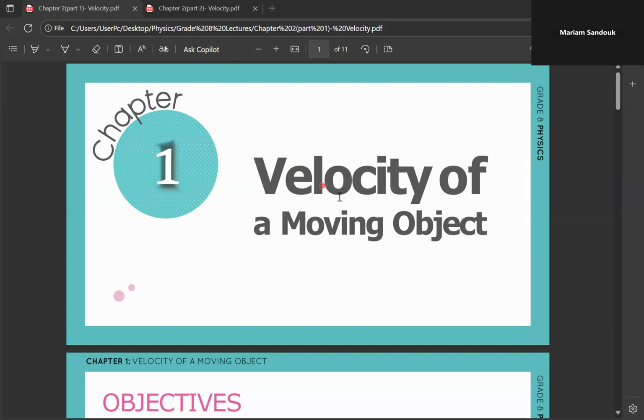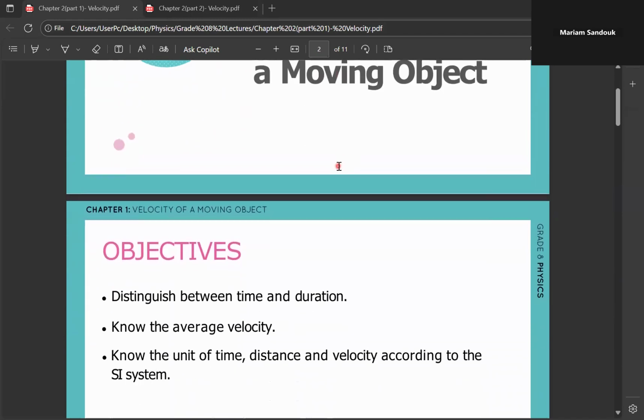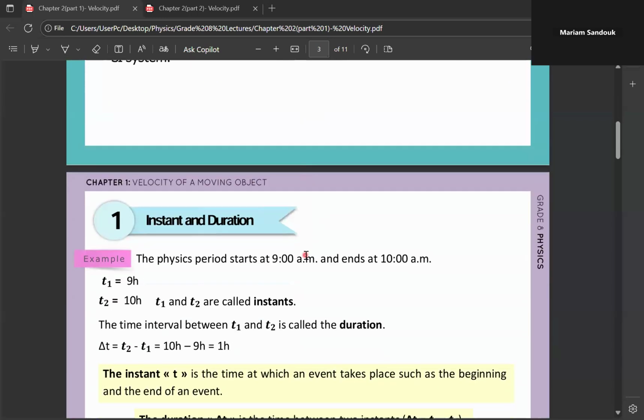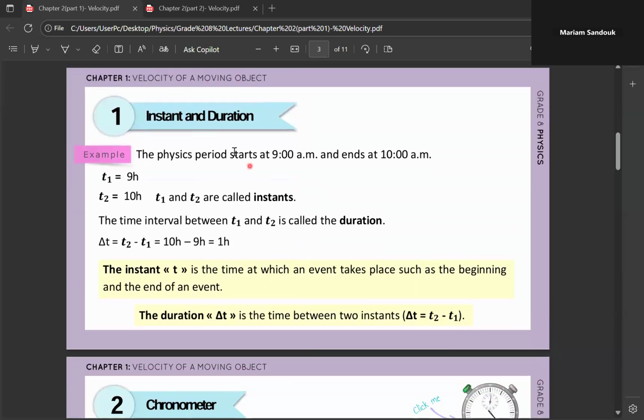So let's start. Velocity of a moving object. What are the objectives of this chapter? First, we want to distinguish between time and duration. Know what the average velocity or the average speed is. Know the units of time, distance, and velocity according to the SI system. So let's start. What do we mean by instant and duration?